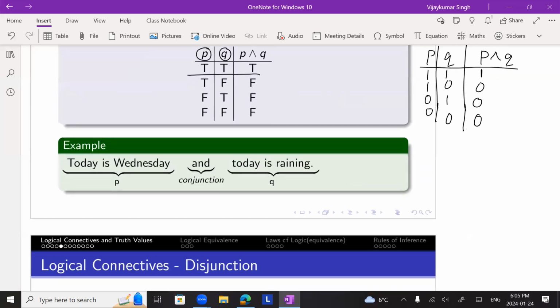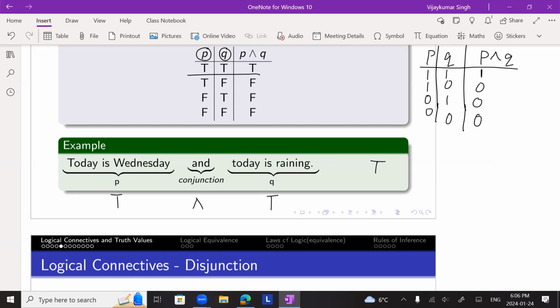For example, look at this example. Today is Wednesday, and today is raining. At this moment, it seems like P is true, right? And today is raining is also true. So we have T and T. So this whole statement has value T. Suppose tomorrow I come and do the same problem, then today is Wednesday would be false. It might be raining or may not be raining, doesn't matter, but false and anything will be false. So this is the idea behind the conjunction.